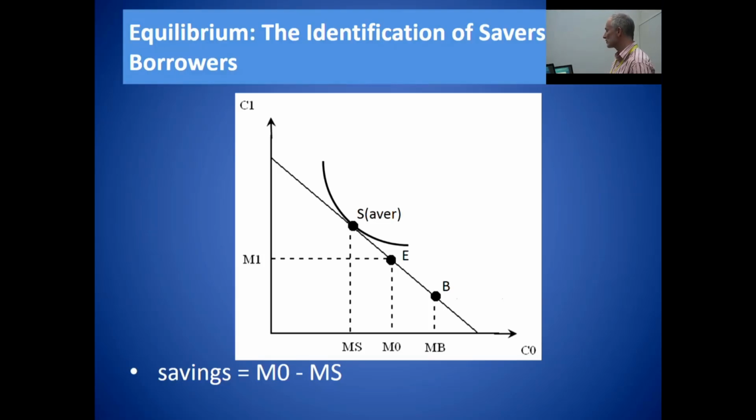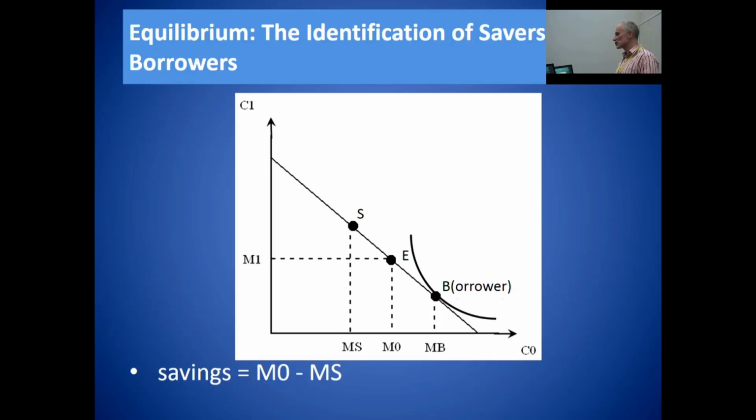So this person, at that point of tangency, is to the left of the initial endowment point. He is choosing to be a saver. And that distance between the endowment point and point S is the level of saving. And naturally, the further left we are away from the initial endowment point, the further left this point of tangency is, the higher the level of savings.